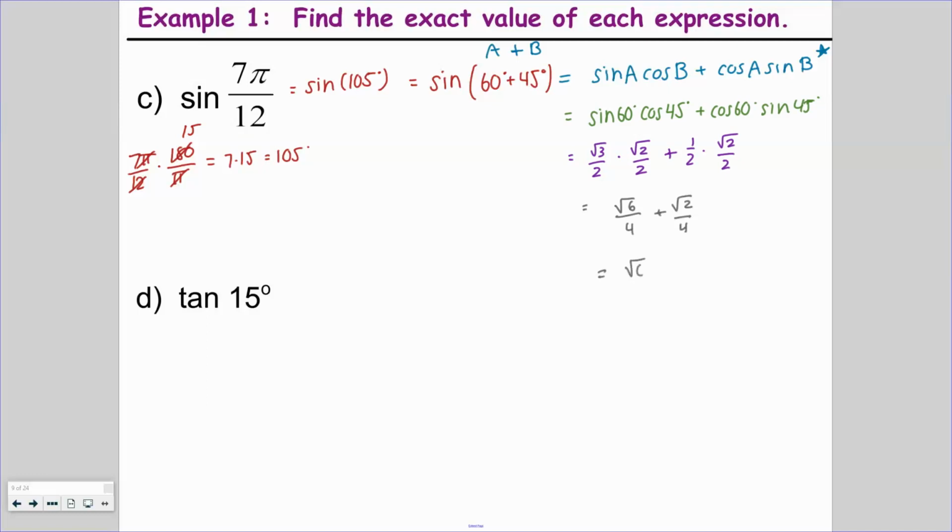Simplify. Again, exact values only, which means we're going to leave everything in simplified radical form. Root 6 plus root 2 over 4, that's as far as we can go there.